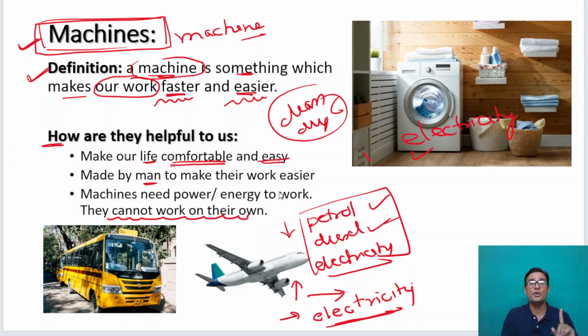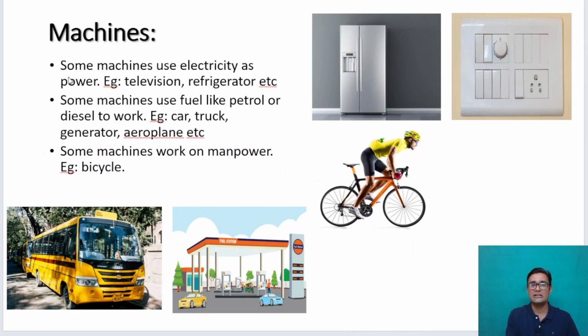But remember, no machine can work without electricity or some kind of power. They require power in the form of petrol, in the form of diesel. Only then they can work and help us. Okay. So now the same thing we will try to tell in another way.